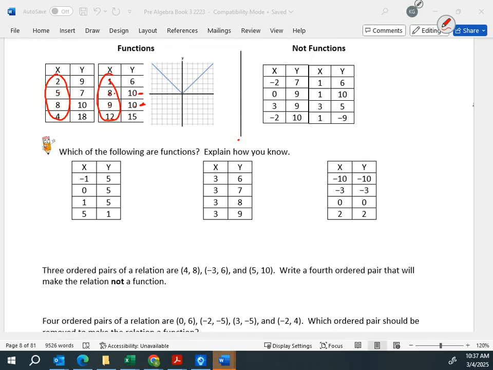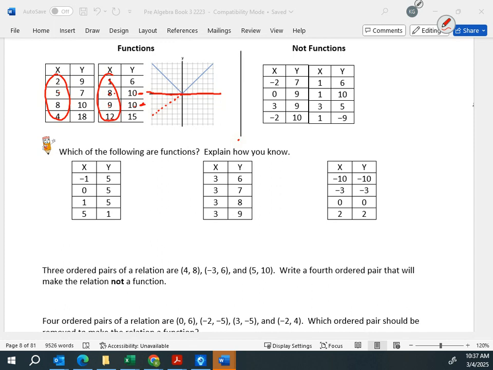When we look at our graph, this is our x-axis. Every x just has one y coming off of it. What if I had a line like that also? Would that be a function?